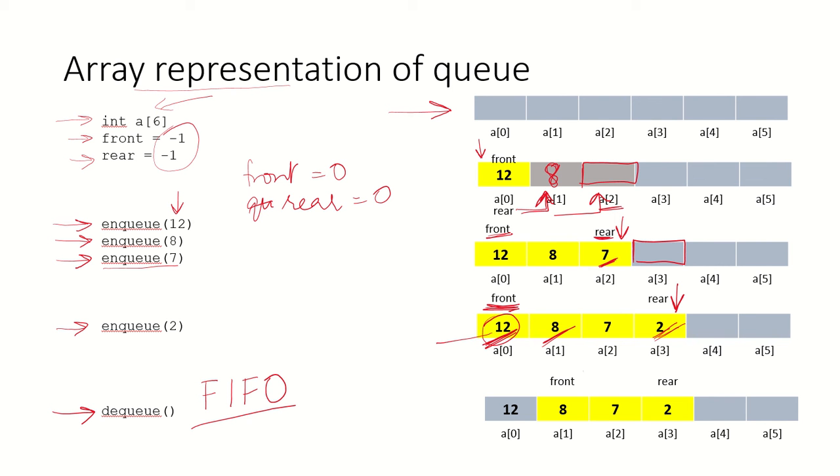So we see over here front is now pointing to the next element in the queue. Even though this value might exist in that particular memory location, it is garbage. It is no longer part of the active queue. Only this part is the active queue currently. So this is how enqueue and dequeue operations take place.